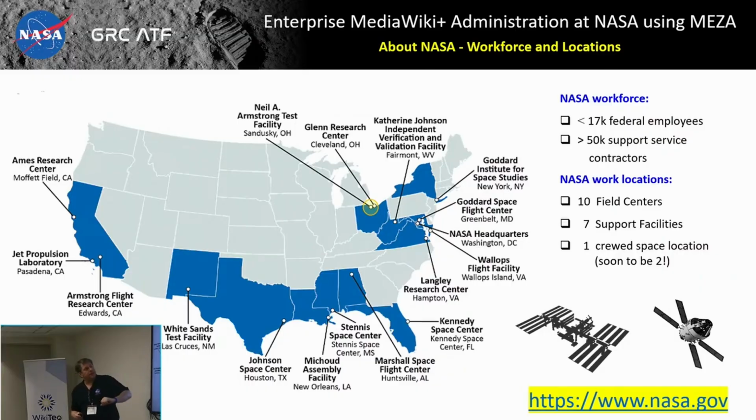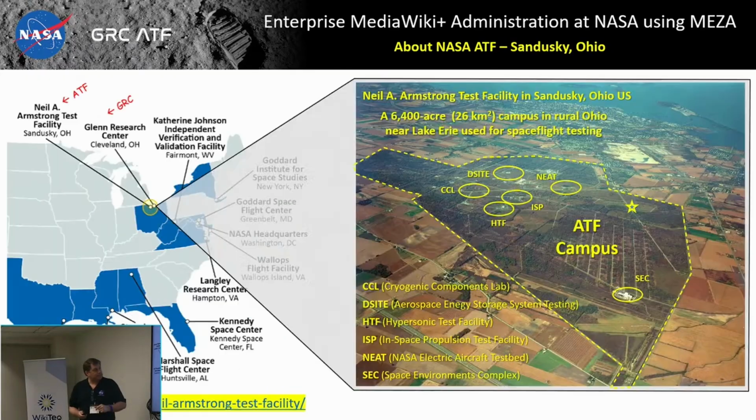NASA is about 17,000 civil servant employees. We've got about 50,000 some support service contractors supporting our missions. We've got, as I showed on the map, about 10 field centers, 7 support facilities, 1 crewed location in low Earth orbit, and we're working on a cislunar work site as I speak.